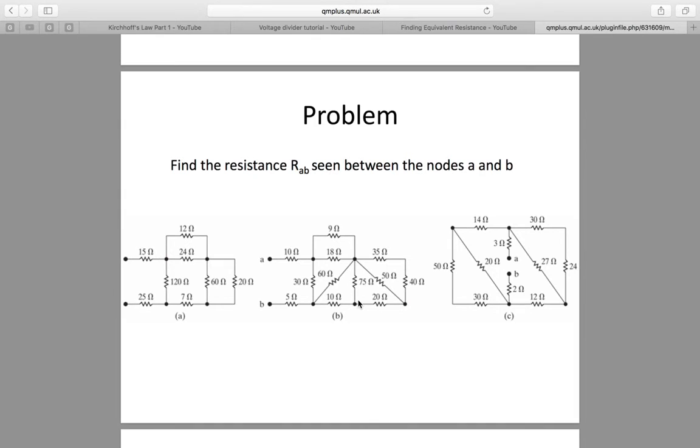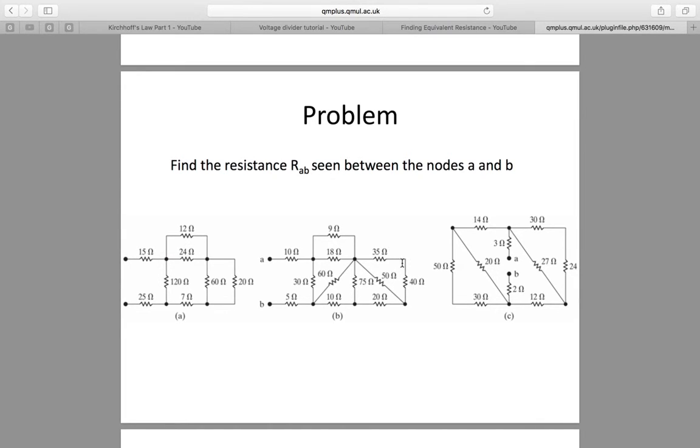The basic rule is start from the right and finish to the left. In this case we have 35 and 40 ohms, which are in series because there is no node in between them, so we just sum them, and voila, we have a new resistance, which is 40 plus 35.